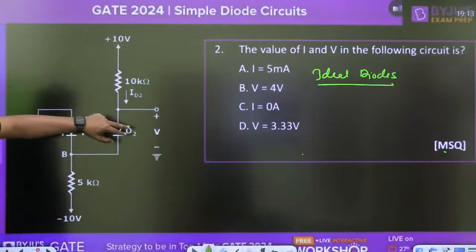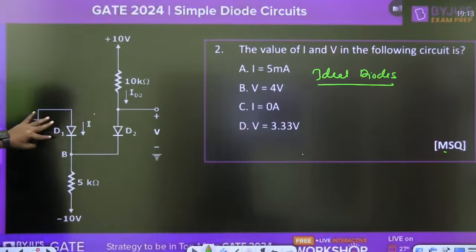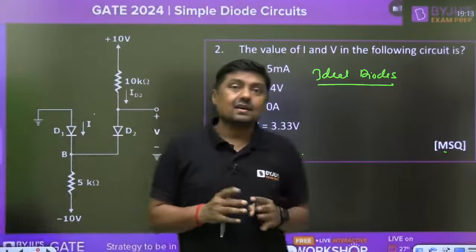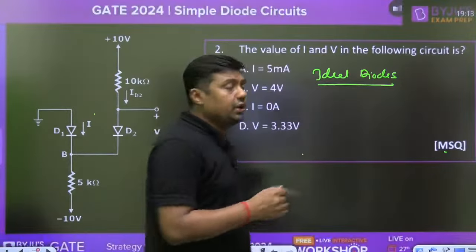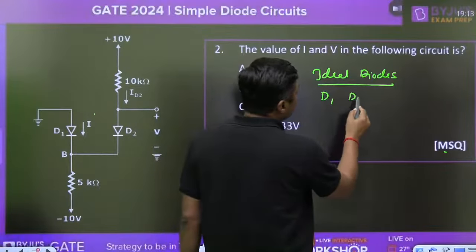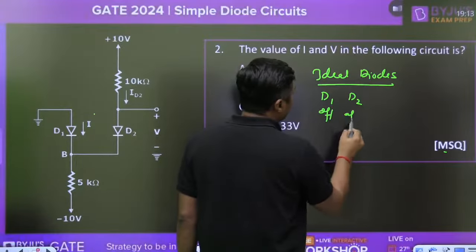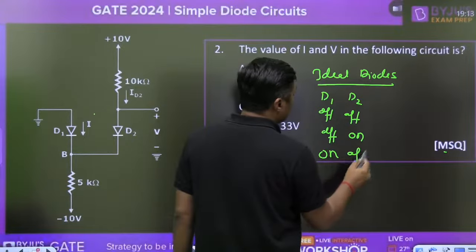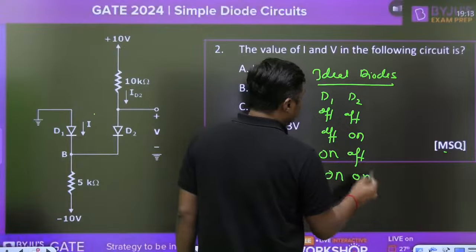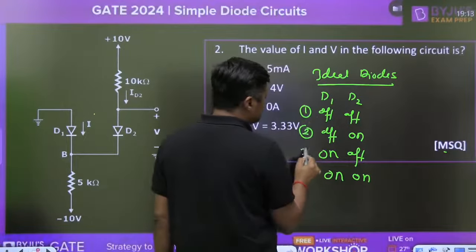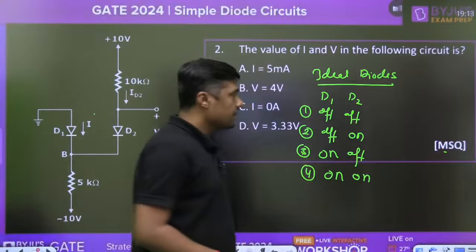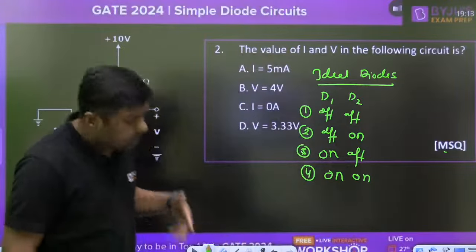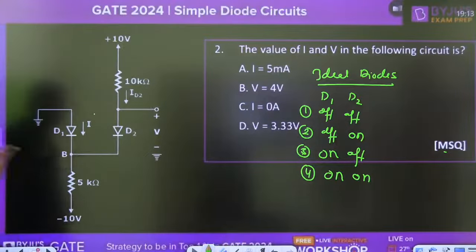Now, what is asked here? It is MSQ. Then you have to find the V, and then you have to find D1. There are two diodes, so how many cases, guys? D1 and D2: there are 4 cases. Both off, off on, on off, and both on. Now with practice, you have to judge which options are correct. Sometimes it may be correct in the first attempt, or in the second attempt.